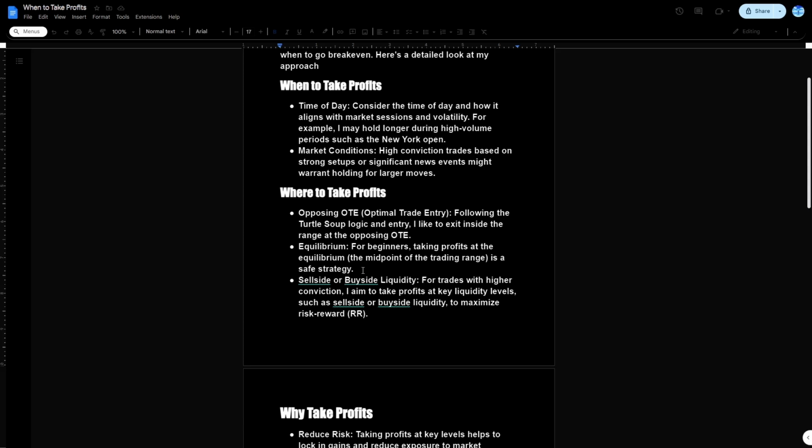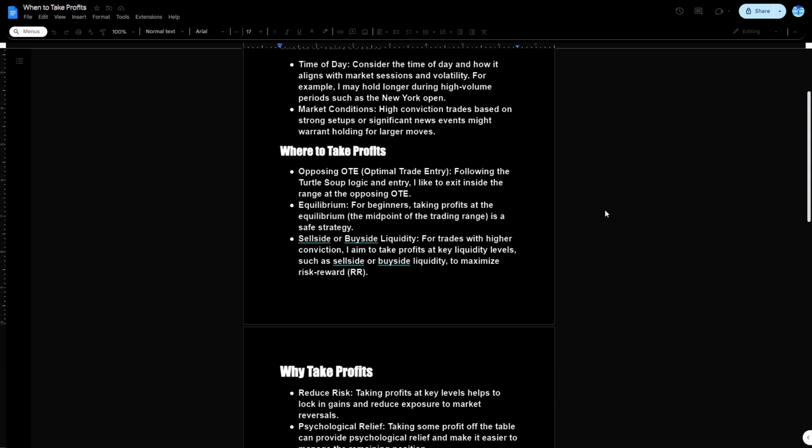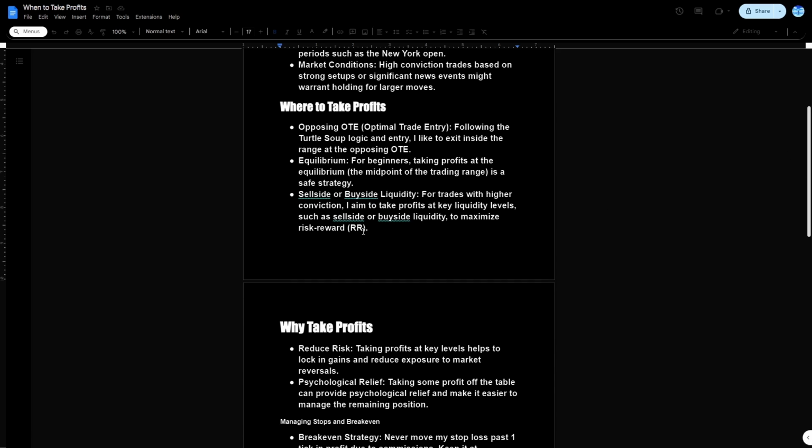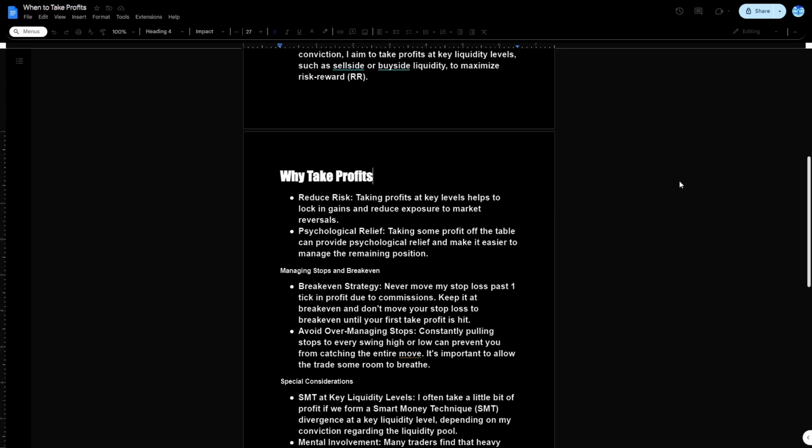Sell side or buy side liquidity. For trades with higher conviction, I aim to take profit at key liquidity levels such as sell side or buy side liquidity, with our key obvious highs or lows, to maximize risk reward, or my risk to reward, which is RR. I take profits to reduce risk at key levels and to help lock in gains and reduce exposure to market reversals. We'll go over a good ideal trade setup that I took, to understand why, where, and when you should take profits at certain key highs and certain key lows.